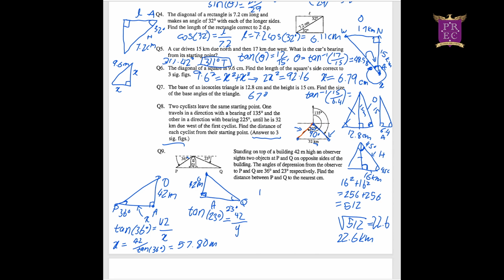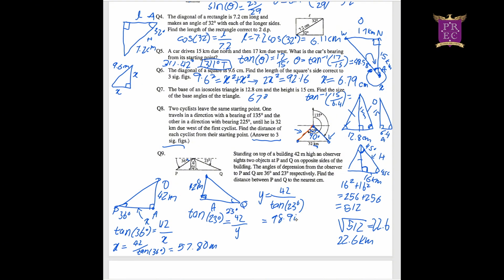Now y is equal to 42 on tan 23. Now, just put this in the calculator and see what you guys get. I got 98.94.